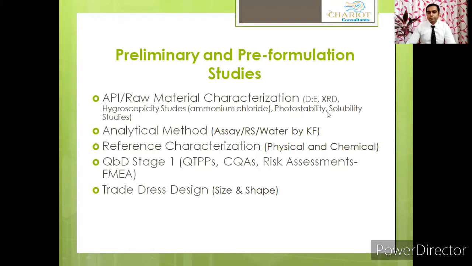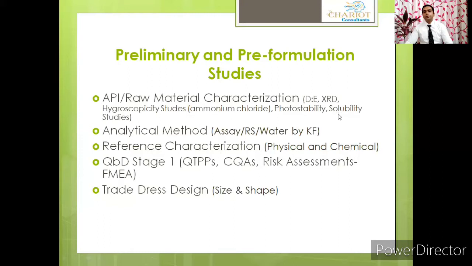You need to evaluate your product or your API in a photostability chamber, which is having around 1.2 million lux. It should not be less than that. You will evaluate it for 48 hours, followed by your solubility studies. Solubility studies will be done at different pH as well as water. The pH range will be similar to your gastric pH, starting from your acidic condition to your alkaline condition, that is pH 1.2 to 6.8. Those solubility studies we will do.